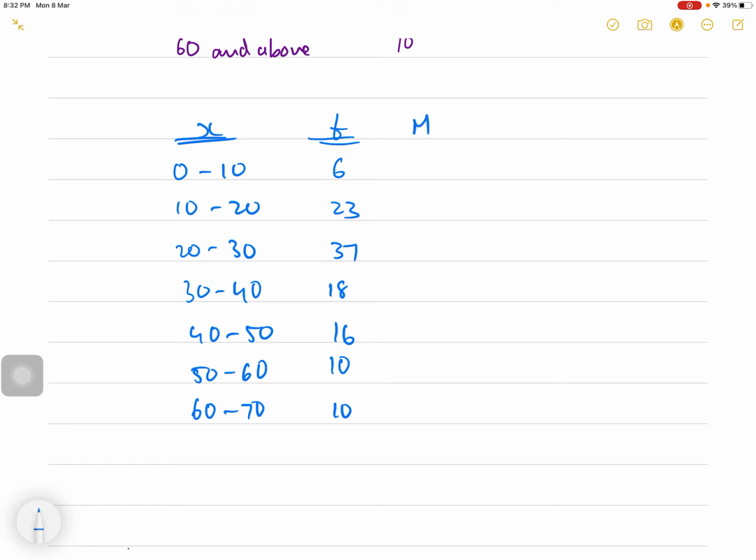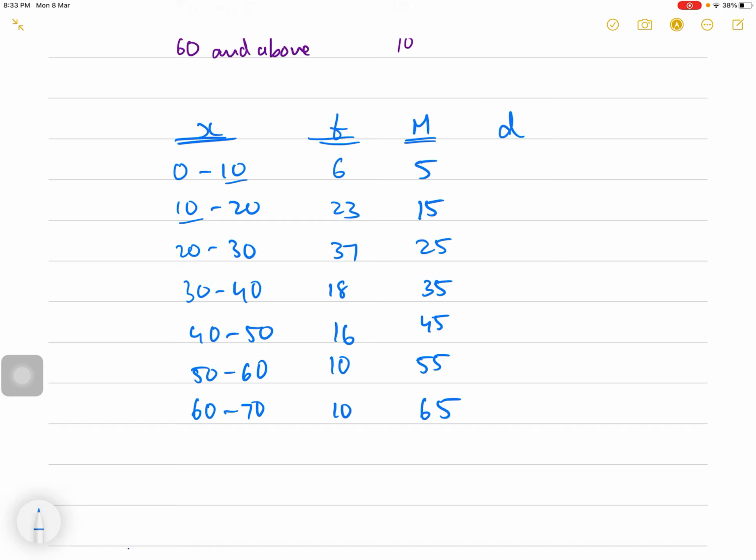Next is midpoint. So 0 to 10, 10 to 20, 20 to 30, 30 to 40, 40 to 50, 50 to 60, 60 to 70. This is an exclusive class. So 10 minus 0 divided by 2, which is 5. 20 minus 10 divided by 2, so 15, 25, 35, 45, 55, 65.